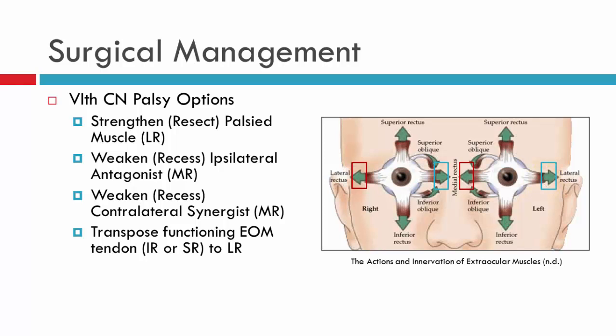Okay, the last thing I have there on the list is to transpose functioning extraocular muscle tendons to the lateral rectus. So we'll talk about this in a moment, but essentially where the lateral rectus is totally paralysed, there is no way to get additional abduction to that muscle by strengthening it. You need to take the vertical extraocular muscles, transpose them to where the lateral rectus is to gain function or to gain abduction. We'll come back to this in a moment.